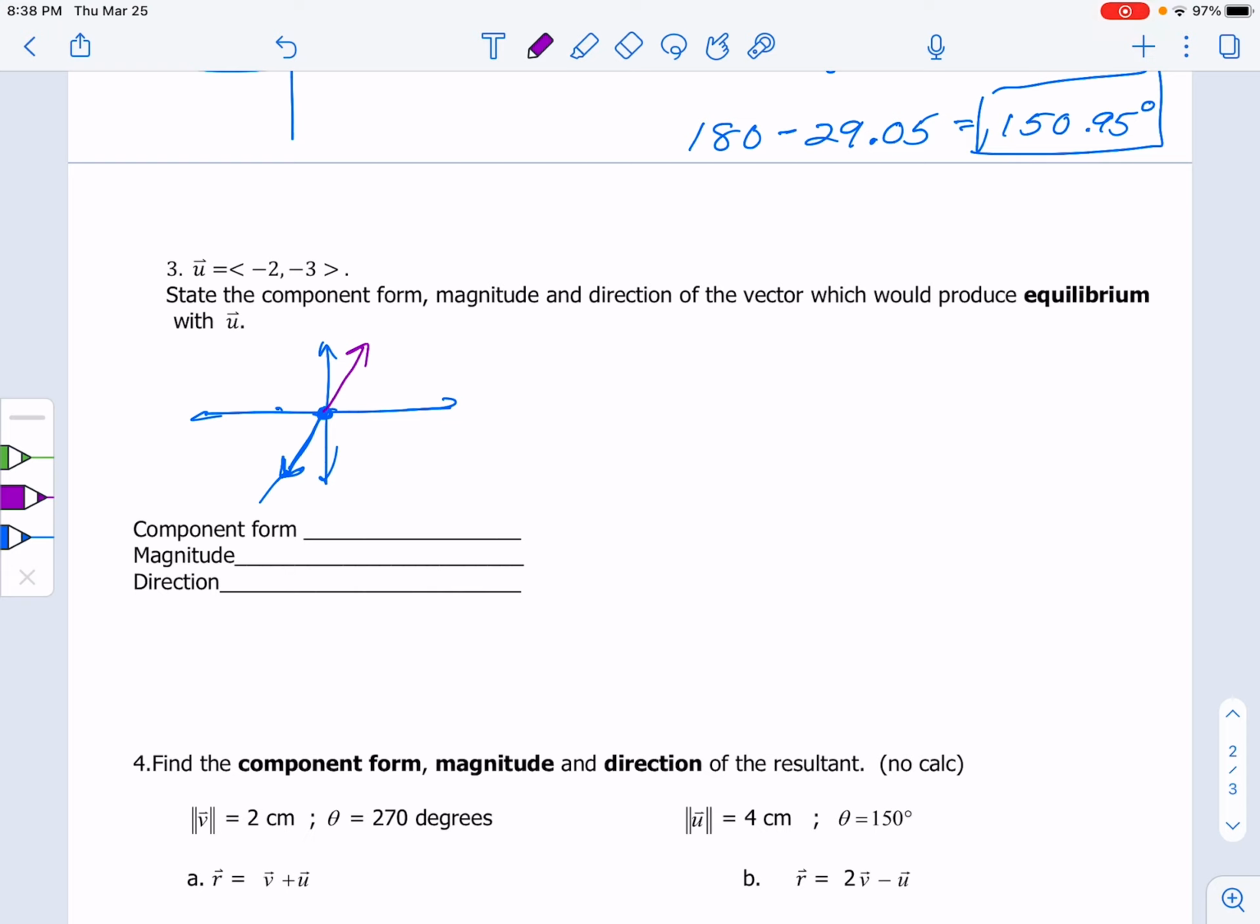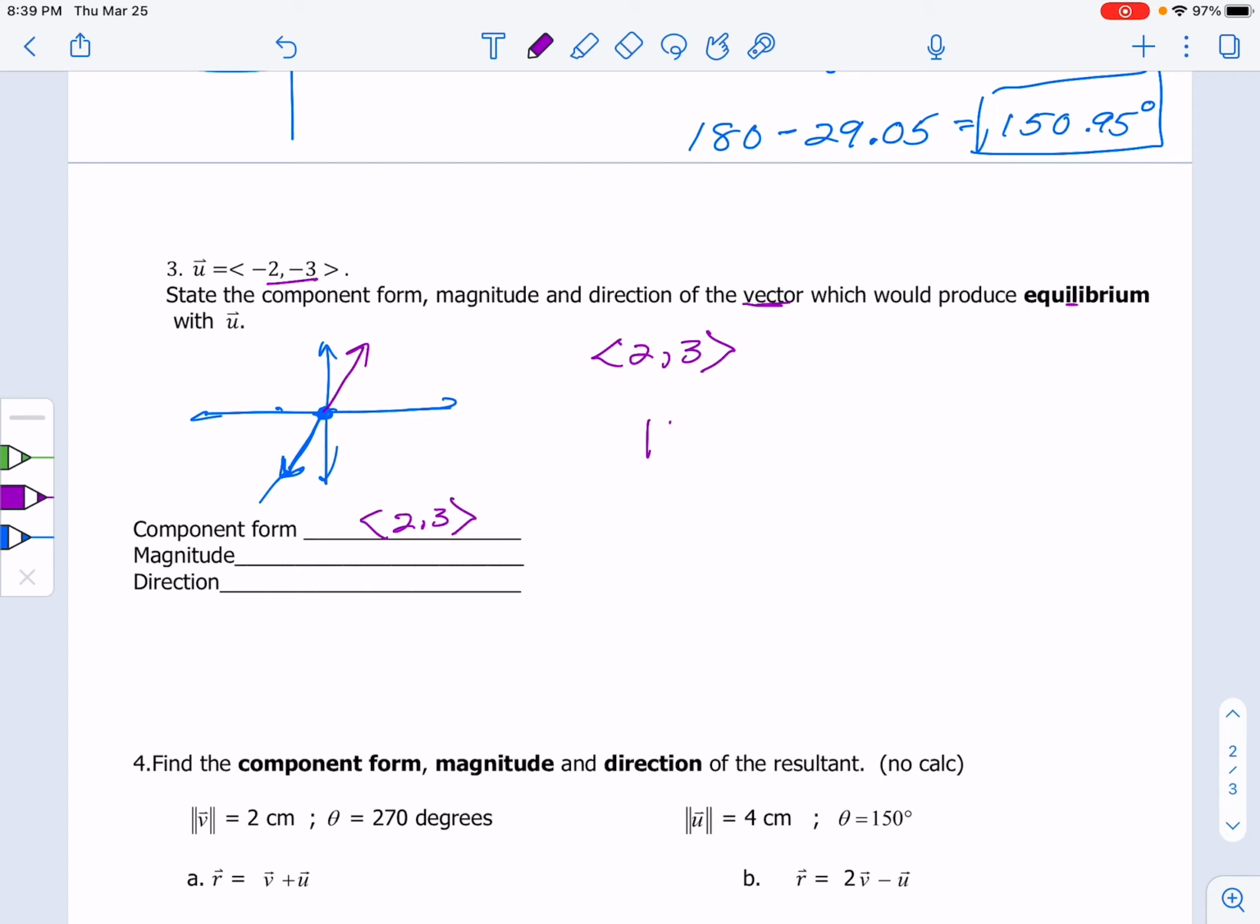Okay? So the component form of that vector that causes equilibrium is the complete opposite of that. Okay? So it would be 2, 3. That's important. You sent it in the other direction. Now so that's down here, 2, 3.